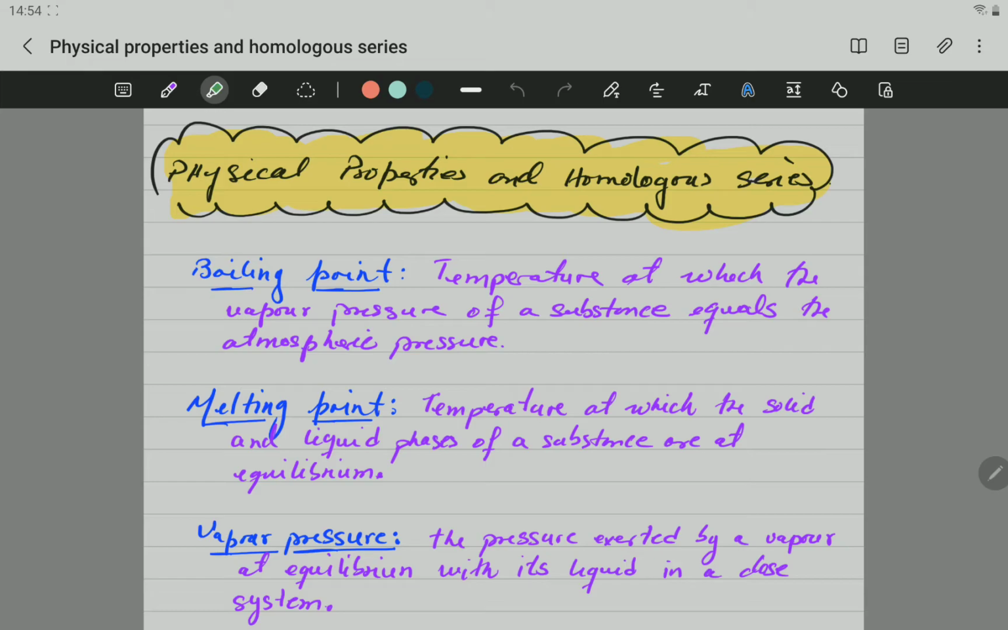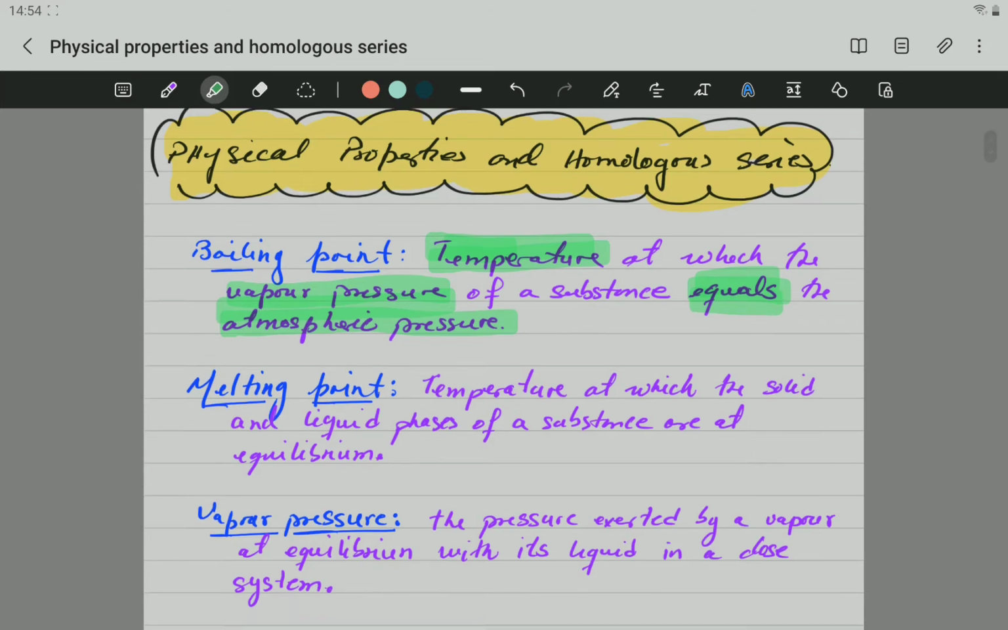The first one is boiling point. Now, what is boiling point? Boiling point is the temperature at which the vapor pressure of a substance equals the atmospheric pressure. That is the definition that you have to mention if the question asks you to define boiling point: the temperature at which the vapor pressure of a substance equals the atmospheric pressure.